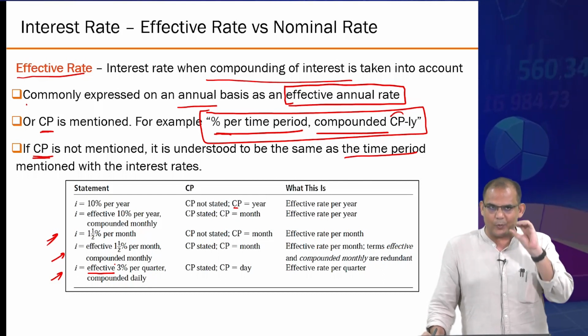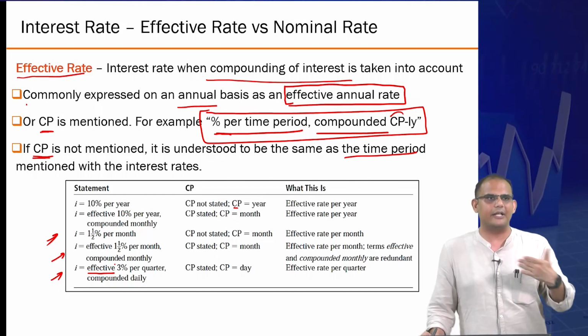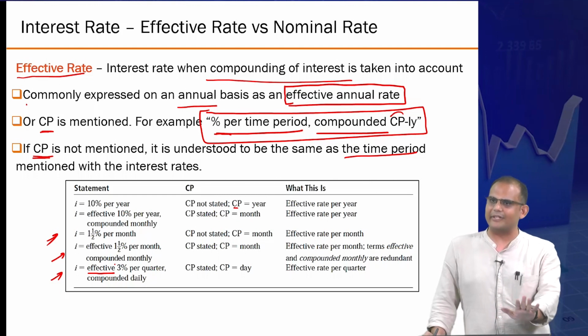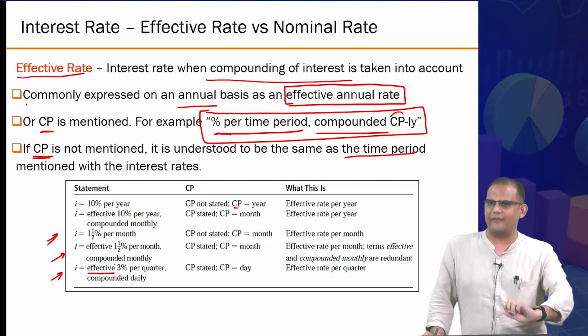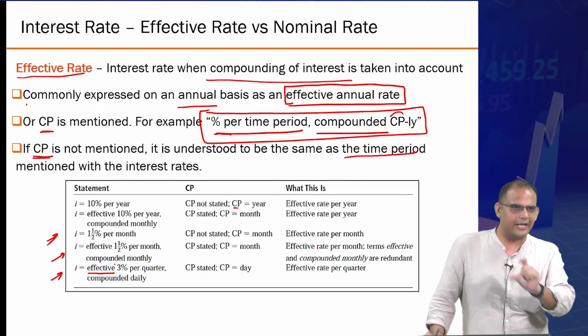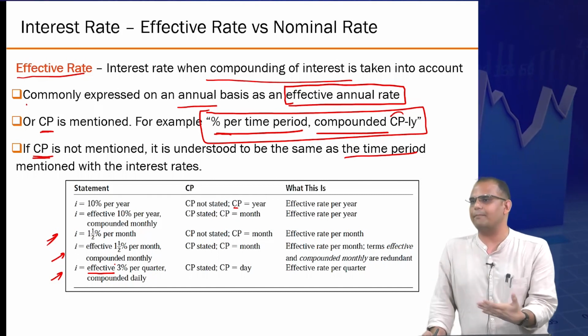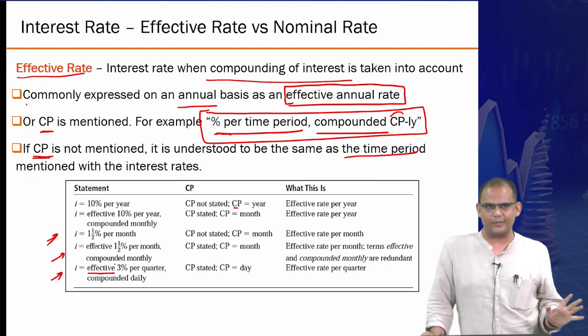So if you are dealing only with quarterly transactions, you can directly plug in this rate. Otherwise we'll need to transform, and we'll see later how to do this. Okay, clear with the notation? If I'm not mentioning anything, by default it is an effective rate. If I'm mentioning nominal, then only you need to take it as a nominal rate. If CP is not stated, it is equal to the same period at which the rate is mentioned. Okay, so far okay with the notations?